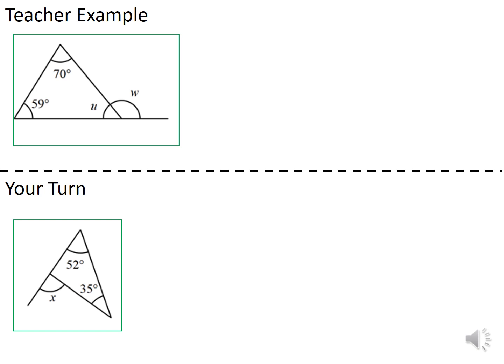So the first thing we can work out is U. Okay, so in order to do that, we're going to add the two angles in the triangle that we have, which add to 129 degrees, and then we're going to subtract them from 180, which gives us 51. Therefore, U is 51 degrees. Now that we have U, we can work out W. And in order to do that, again, we're going to do 180, take away 51, and that gives us 129 degrees, and W would be 129 degrees.